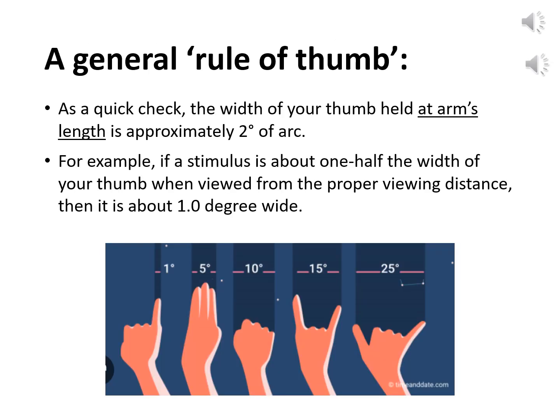Quick check to see if you have correctly calculated a visual angle. The width of your thumb held at arm's length is approximately 2 degrees of arc, and this means that half your thumb is approximately 1 degree of arc wide. The figure in this slide shows how to approximate different visual angle sizes. Please continue to the next module, where we will do some actual visual angle calculations.